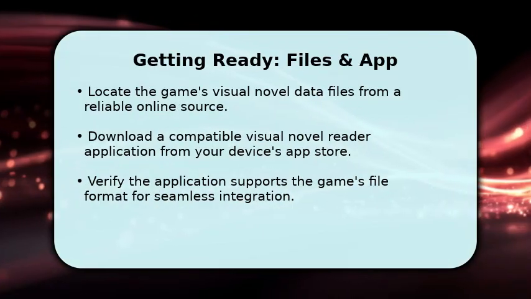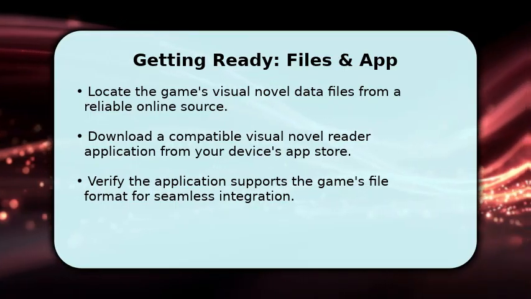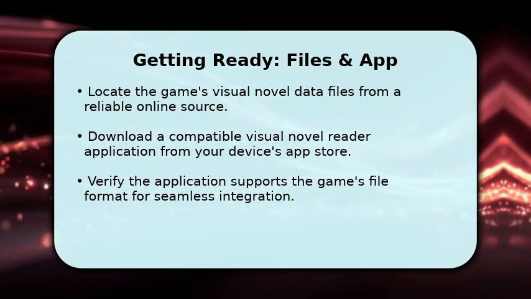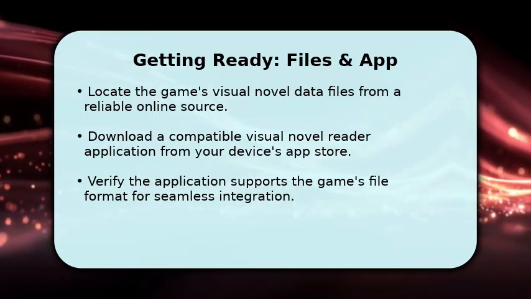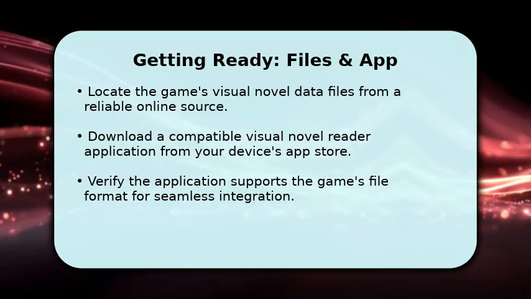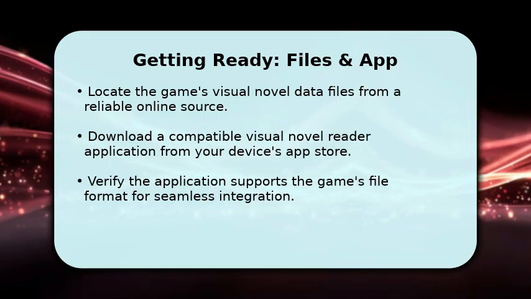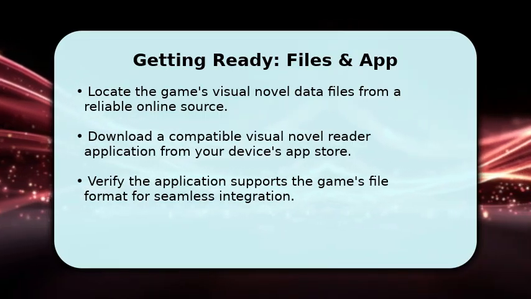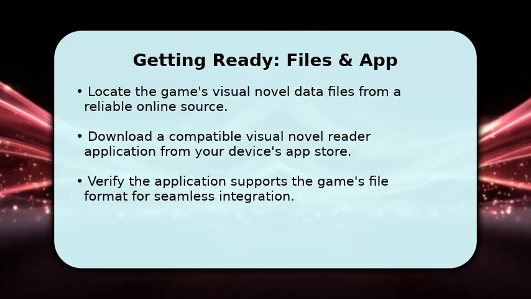First, you'll need to gather the necessary components. Search online for the Fate/Stay Night visual novel data files. These are typically found in a compressed archive. Simultaneously, head to your Android App Store and download a visual novel reader application. There are several options available, so choose one with good reviews and ensure it supports the game's specific file format, often a common visual novel engine.